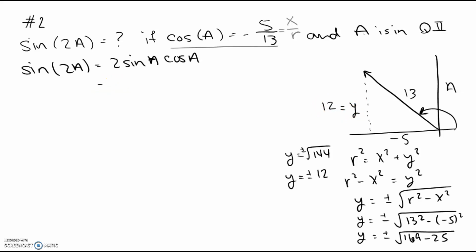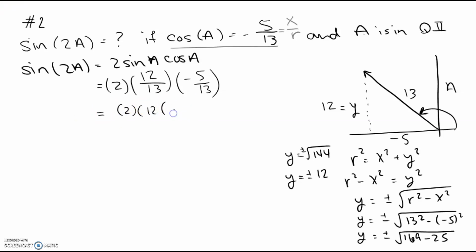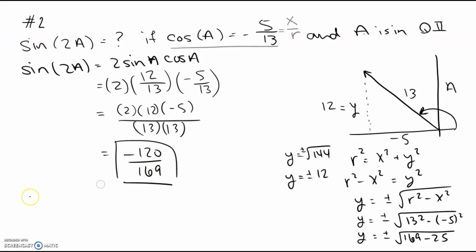Okay, so then we've got 2 times sine of a, that's going to be y over r, so that's 12 over 13, times cosine of a, which is negative 5 over 13. So 2 times 12 times negative 5, all over 13 times 13. That's going to give you negative 120 over 169. And that would be your final answer.